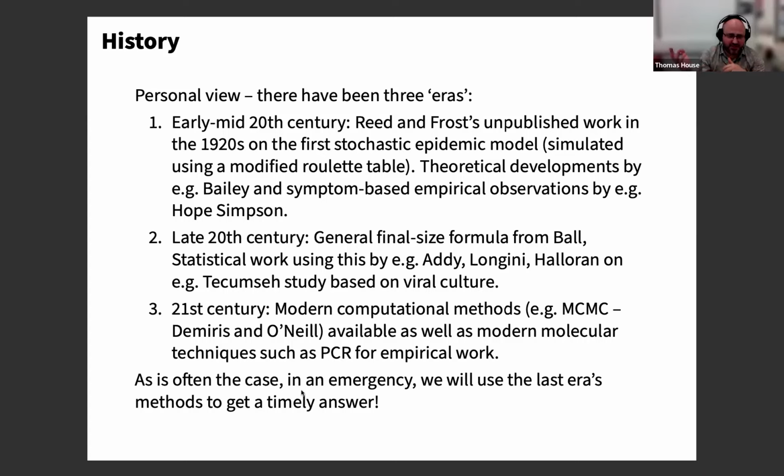That was analyzed using this final size formula, but people didn't have modern molecular methods. As I remember, they had to try and grow the flu virus on pig's blood, which was obviously slower and much costlier. Now, in the 21st century, the cutting edge of analyzing household data is, like for everything else, MCMC. And we have modern molecular techniques like PCR that make confirmation of the organism involved much faster. But what I've been doing is using 20th century mathematics on 21st century data, because people want a quick answer. I didn't have time to write an MCMC sampler that would work.